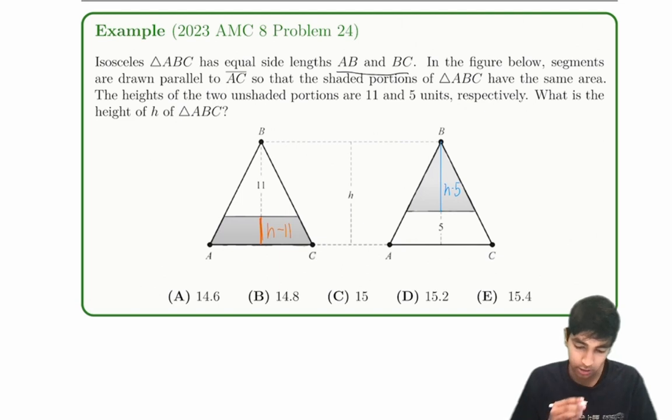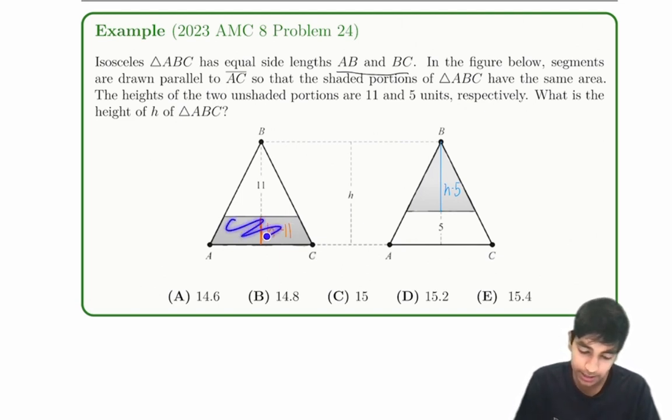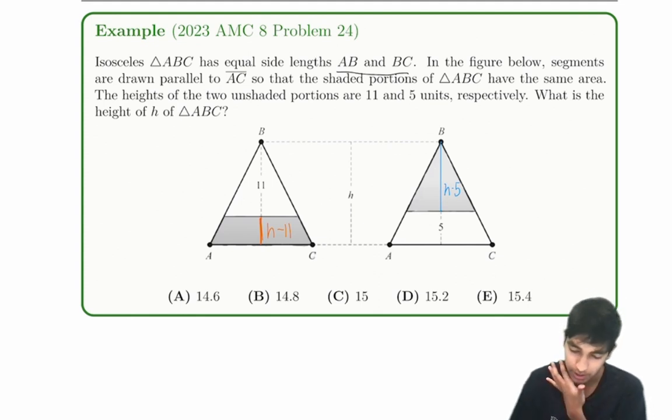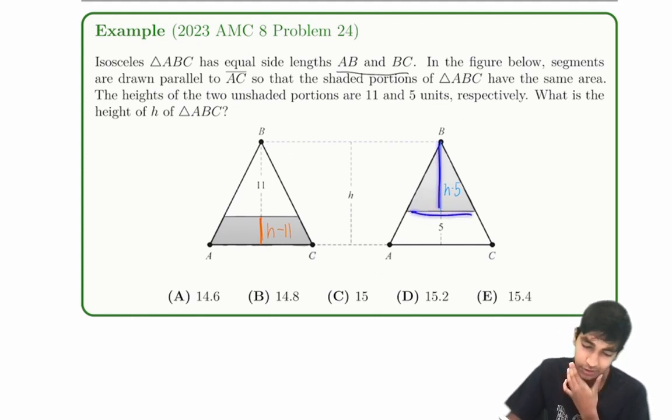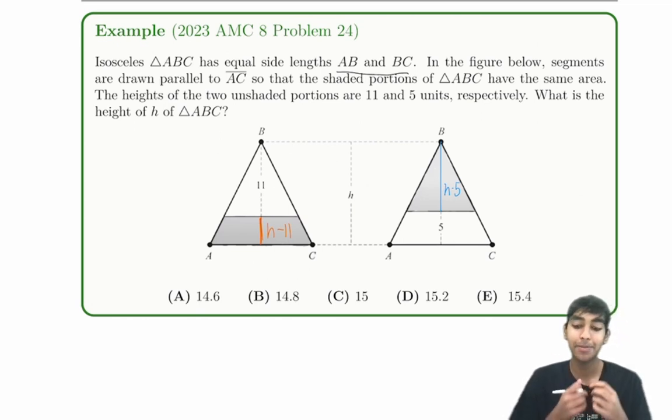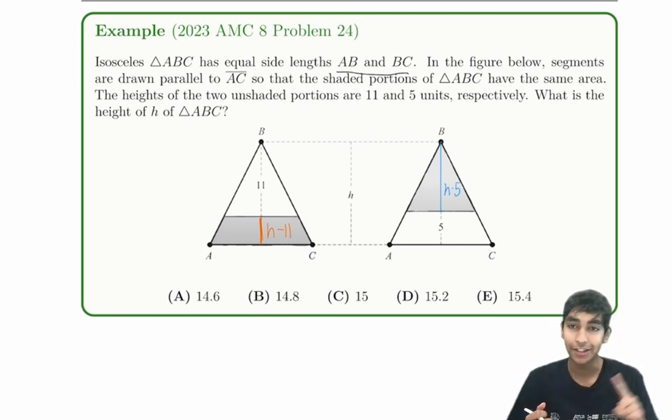Okay, now what condition have we not used yet? This condition of same area. This shaded area is the same as this shaded area. How should we find the area? To find area, we need base times height for a triangle. We don't know any of those. So the key here is we're not trying to find any specific area, just the ratios.